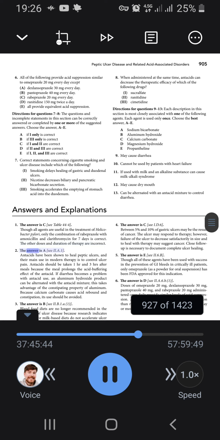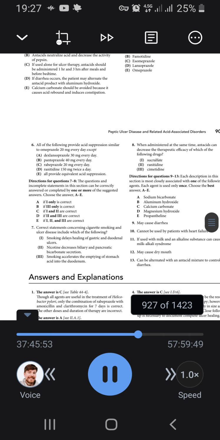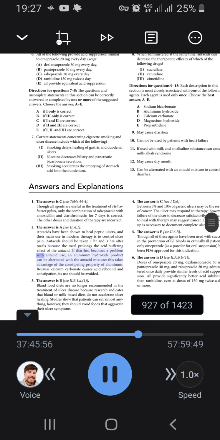2. The answer is A. Antacids have been shown to heal peptic ulcers, and their main use in modern therapy is to control ulcer pain. Antacids should be taken 1 hour and 3 hours after meals because the meal prolongs the acid buffering effect of the antacid. If diarrhea becomes a problem with antacid use, an aluminum hydroxide product can be alternated with the antacid mixture. This takes advantage of the constipating property of aluminum. Because calcium carbonate causes acid rebound and constipation, its use should be avoided.